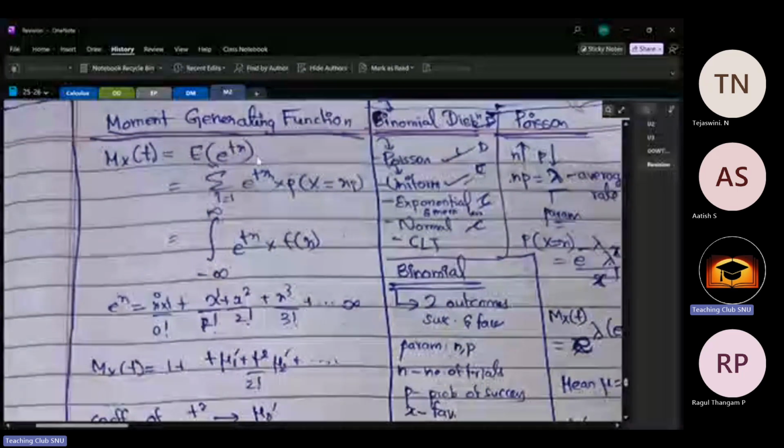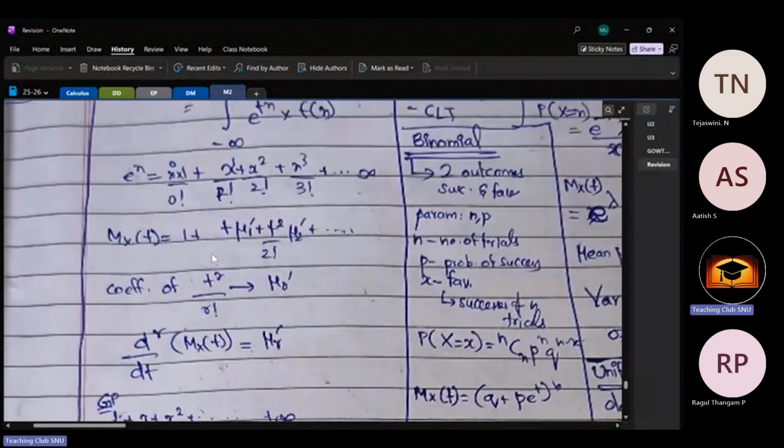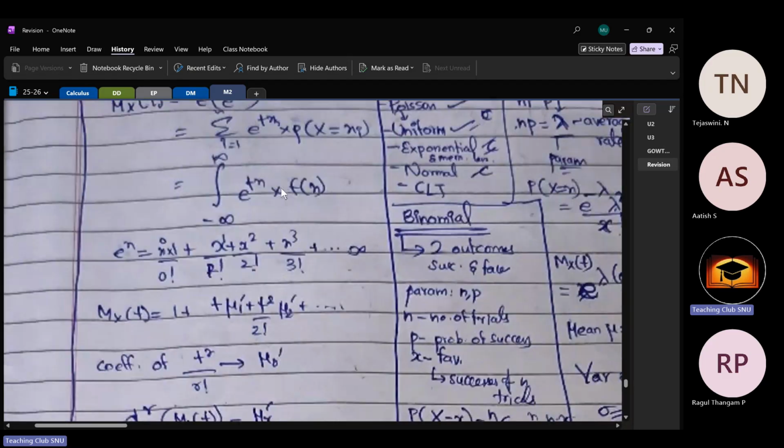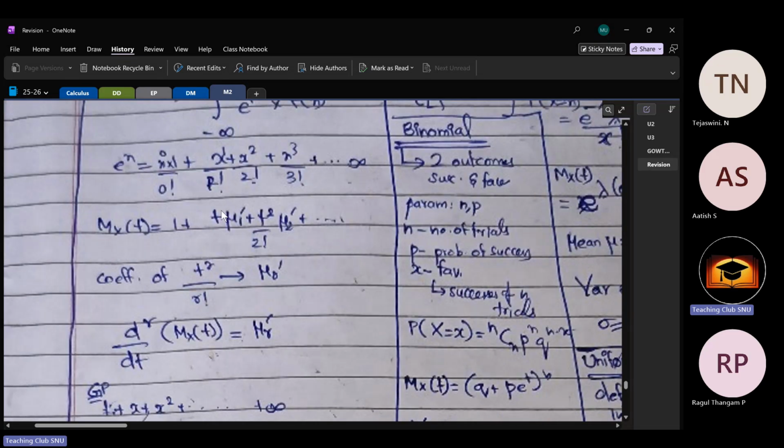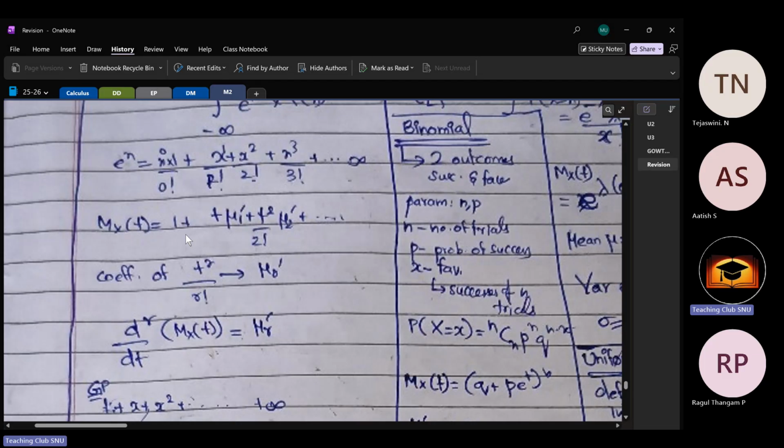So moment generating function is expectation of e power tx, discrete case, continuous case. We have seen it already. And how you derive it, you should know, right? Generally, e power x is given by 1 plus x plus x square by 2 factorial plus x cube by 3 factorial till infinity. So you put it as e power tx, then take expectation. That will give you a formula like this, that is 1 plus t into mu dash plus t square by 2 factorial into mu 2 dash plus t cube by 3 factorial into mu 3 dash and so on. So in general, if you want to find mu r dash, then just do what? The coefficient of t power r by r factorial will give you mu r dash.